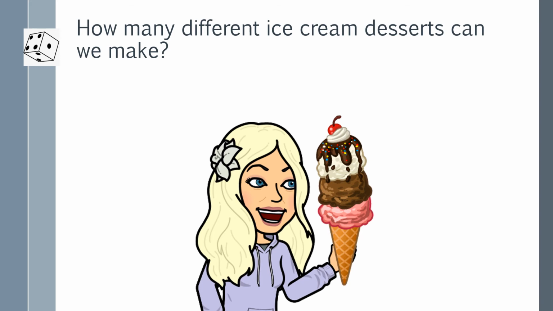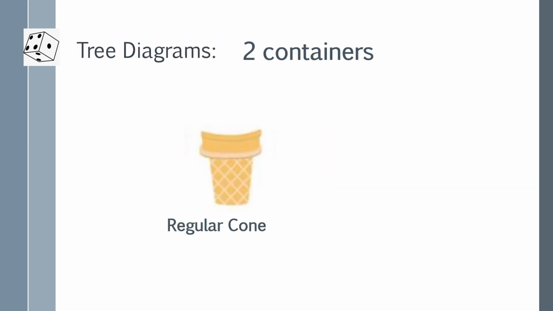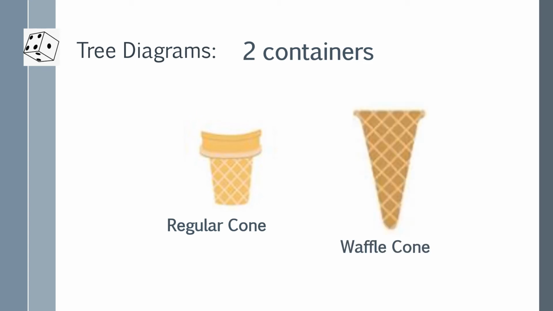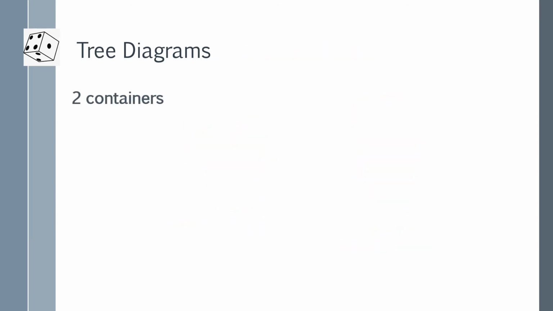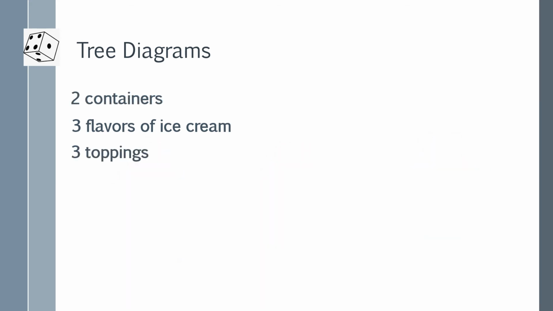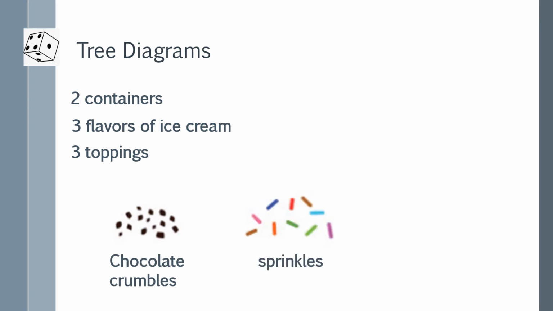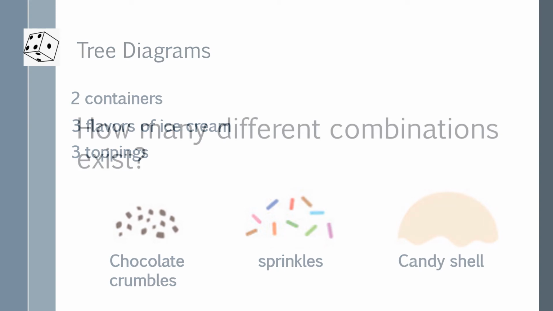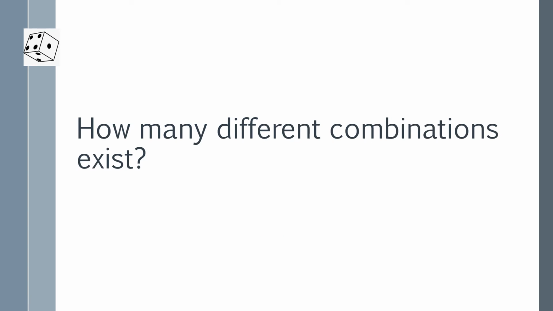the following choices. We have 2 containers. We have a regular cone and we have a waffle cone. Besides our 2 containers, we have 3 flavors of ice cream: chocolate, strawberry, and cotton candy. We also have 3 toppings: chocolate crumbles, sprinkles, and a candy shell. How many different combinations exist if we can only have 1 container, 1 scoop of ice cream, and 1 topping?